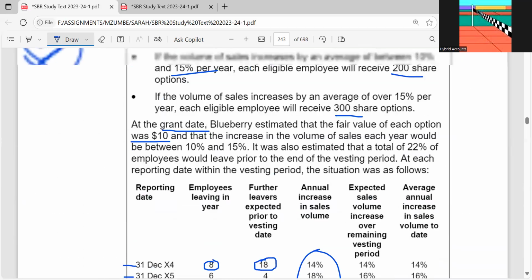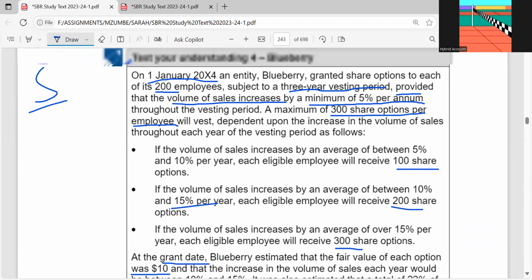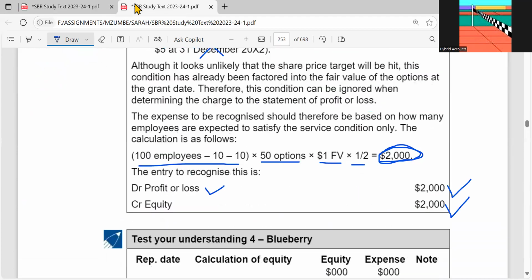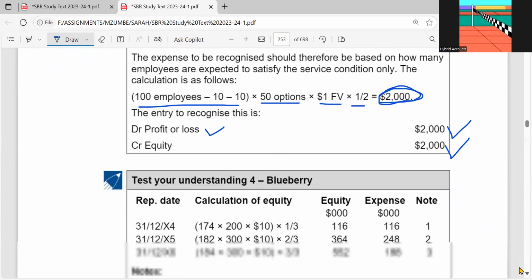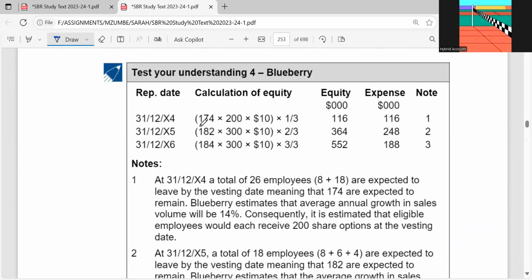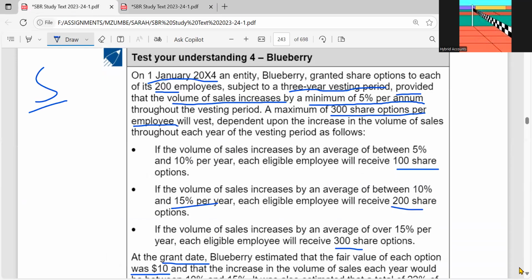Okay, so let's go to the solution and we'll see what we're going to do. But it's actually the same thing, right? You just need to be confident of what you are doing. You see how simple it has been? Just like I told you, you start with year one, right? You take the total number of employees that you expect will leave, right?